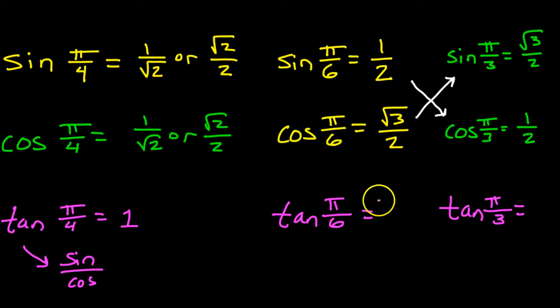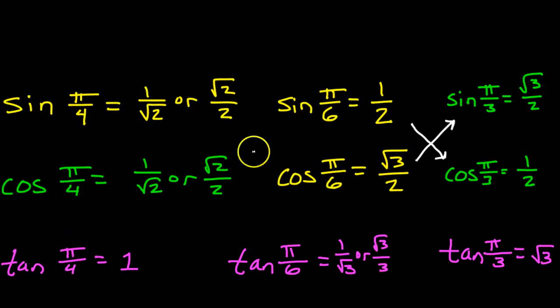What about pi over 6? If you divide the sine by the cosine, notice how the denominators are the same, so they cancel each other out. That gives you 1 over radical 3, which is the same thing as radical 3 over 3. For the last one, again sine over cosine, the 2's cancel out. You have radical 3 over 1, which is just radical 3.